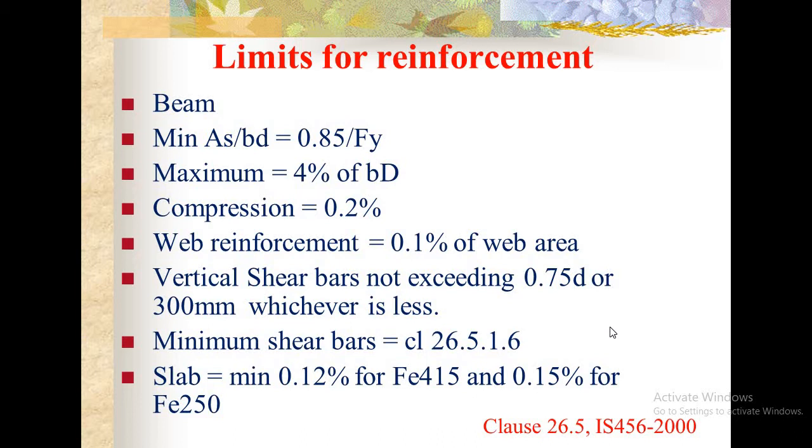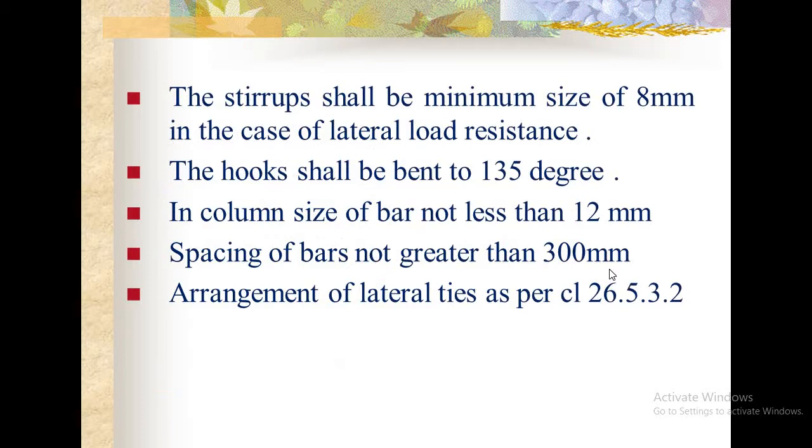26.5.1.6. For slab, the minimum reinforcement required is 0.12% if the reinforcement you are going to provide is Fe 415 and 0.15% for Fe 250. The stirrups shall be minimum size of 8 mm in case of lateral load resistance. The hooks shall be bent to 135 degree. In column, size of bar not less than 12 mm. The spacing of bar not greater than 300 mm.